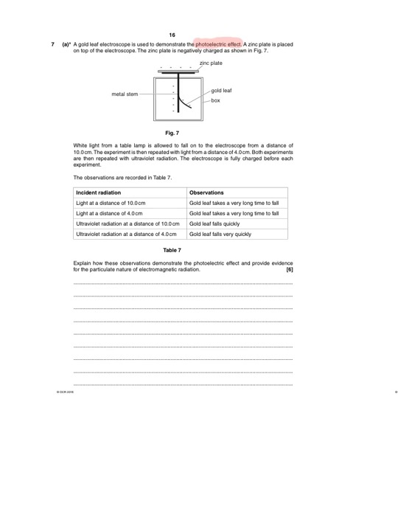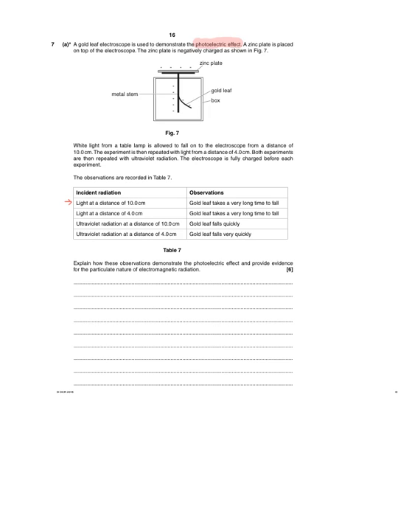It says a zinc plate is placed on top of the electroscope. The zinc plate is negatively charged. White light from the table lamp is allowed to fall on the electroscope from a distance of 10 centimeters. So this is what's shown here. It tells you that you have light 10 centimeters away from the zinc plate, and the gold leaf takes a very long time to fall.